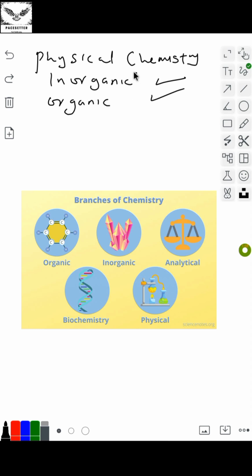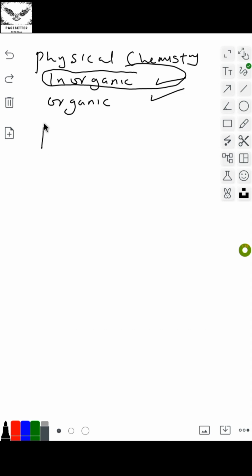And I'm going to be focusing on inorganic chemistry this evening. The first topic I shall consider is the periodic table. So that's what I'm going to focus on, the periodic table.